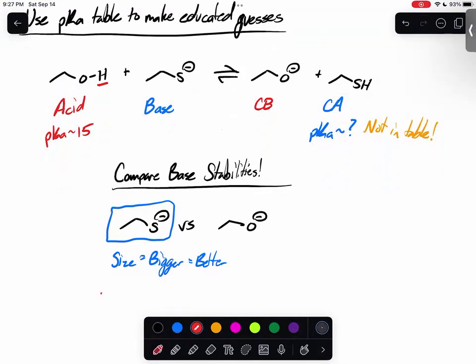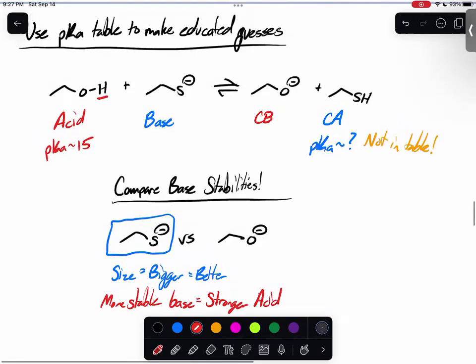More stable base means that it comes from a stronger acid. So that tells us that when we look back up here at our conjugate acid, where the pKa is something that we don't know, we can say pretty definitively the pKa is less than 15, right? Because remember that a lower pKa is a stronger acid, and we've already defined the alcohol as having an acidity where the pKa is 15. So it's got to be lower than that.